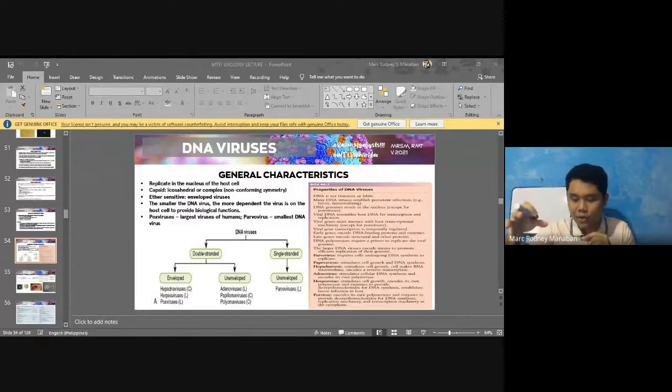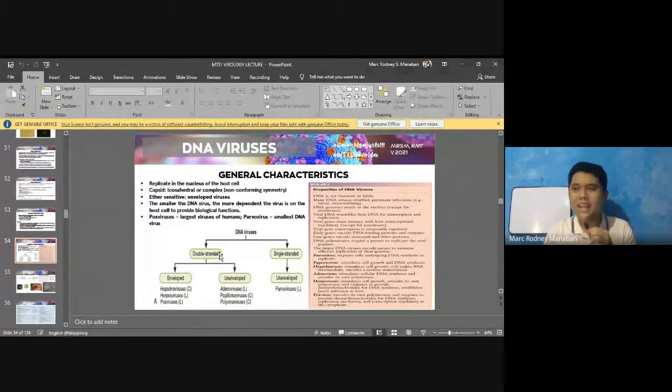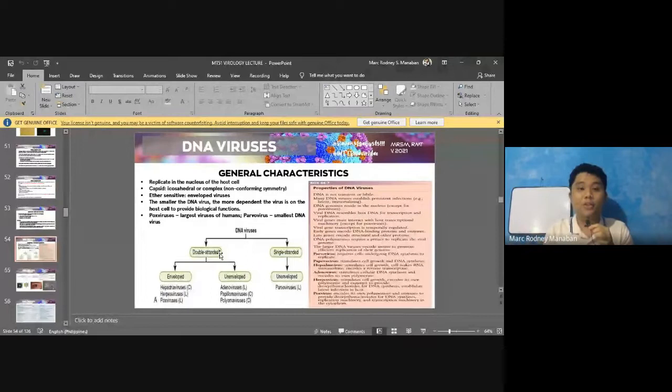And then transcription happens there. And then mRNA goes to the cytoplasm. And then the mRNA will be translated to become protein. So that is what your viruses follow. Of course, they hijack, or hitch onto, the machinery of your cells. So, in order to replicate, they use the normal processes of your cells.